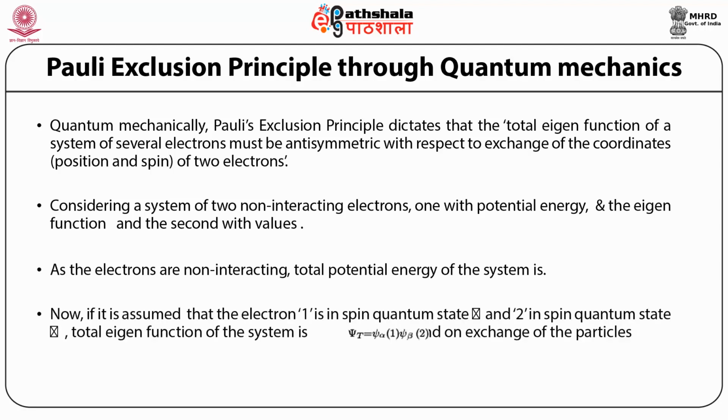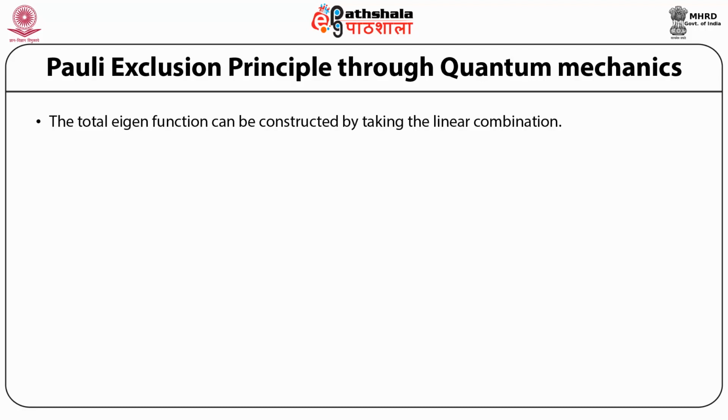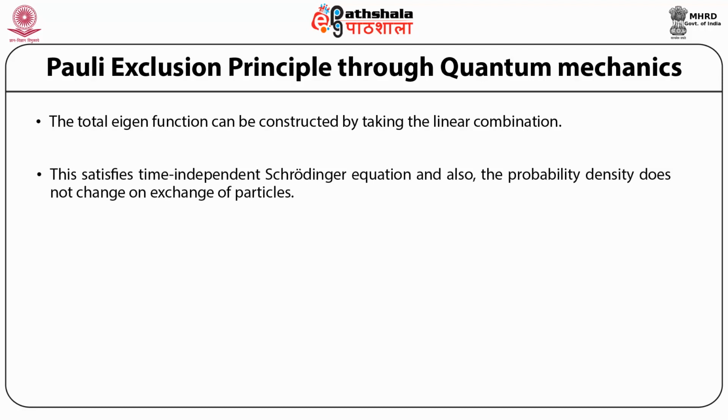Now, if it is assumed that electron 1 is in spin quantum state alpha and electron 2 in spin quantum state beta, the total eigenfunction of the system is psi t equals psi alpha 1 psi beta 2, and on exchange of the particles, psi t prime equals psi beta 1 psi alpha 2. The total eigenfunction can be constructed by taking the linear combination. This satisfies the time independent Schrodinger equation, and also the probability density doesn't change on exchange of the particles.